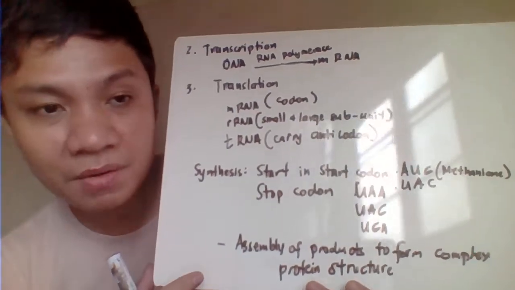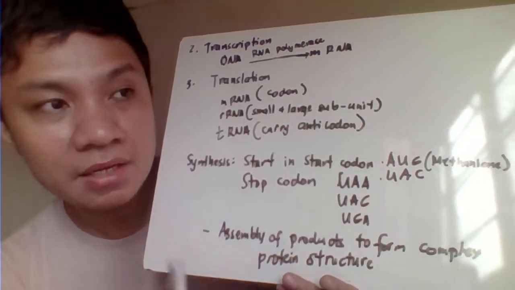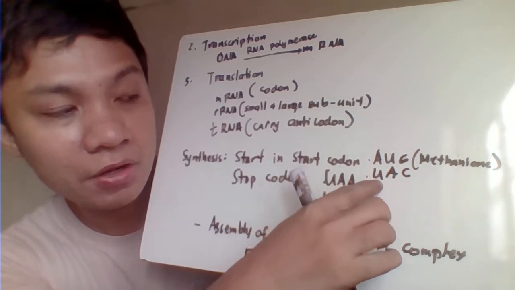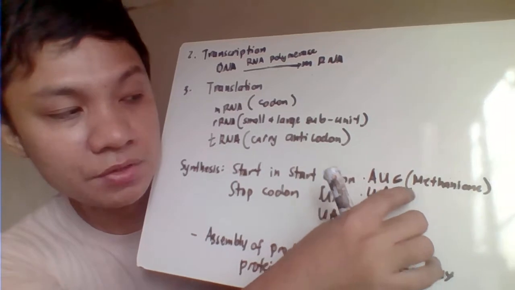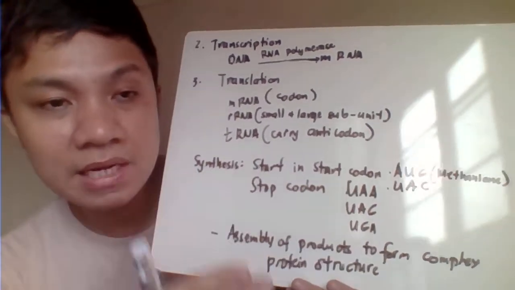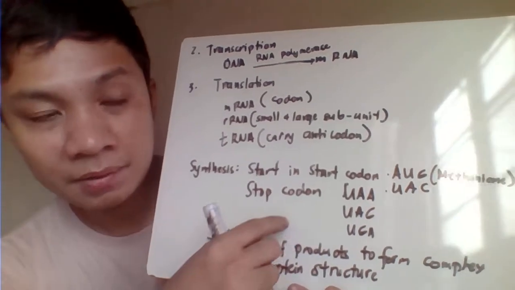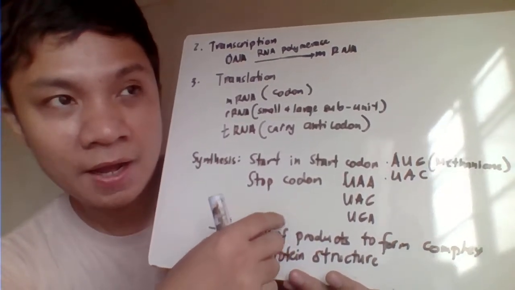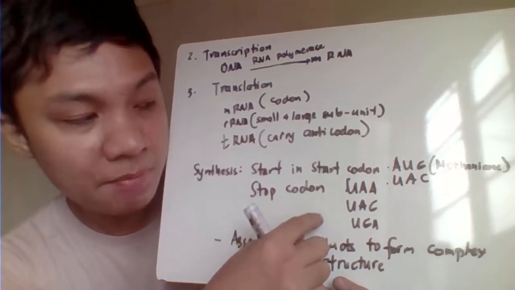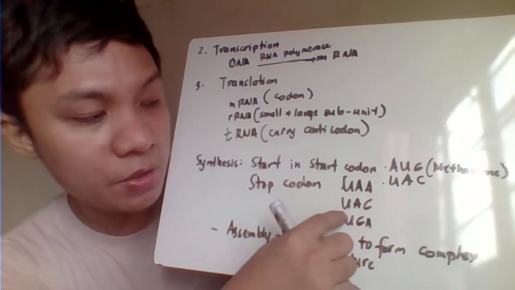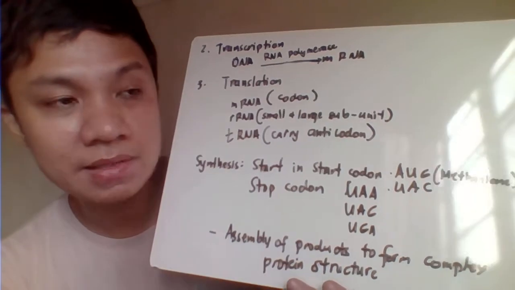The synthesis of your protein or your amino acid starts with your start codon. Once the start codon is found, along with your anticodon, it eventually tries to synthesize that one. Your start codon is AUG, that's your methionine. And it will stop synthesizing the amino acid only if it reaches one of the stop codons. The stop codons are the following: UAA, UAG, and UGA. So once you see these, it will stop synthesizing.